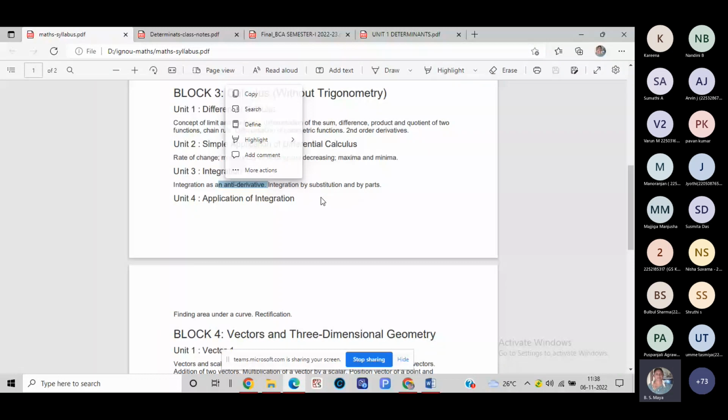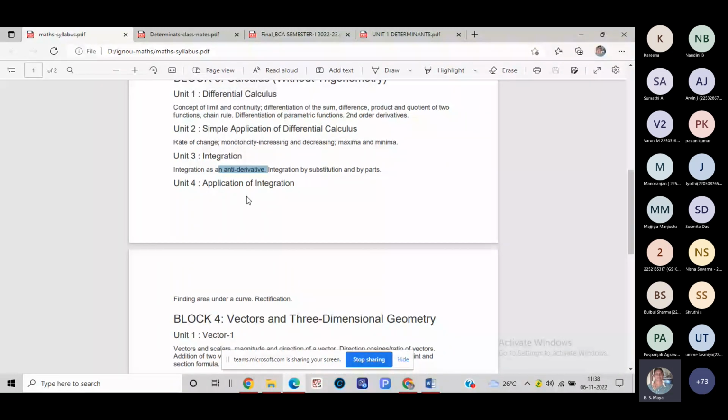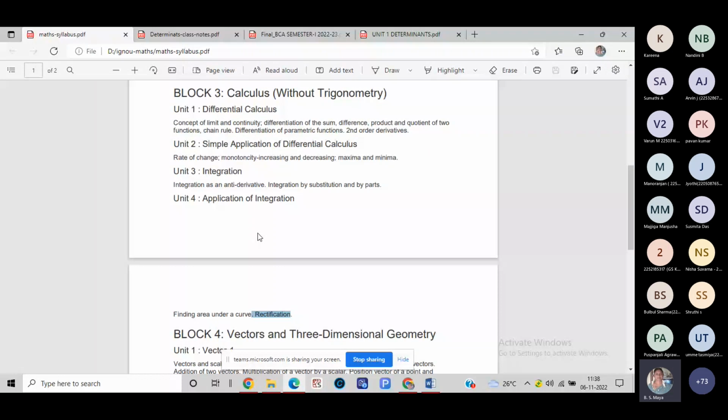Integration by substitution as well as by parts. And finally, we go for application of integration, where I am using integrations. We have finding the area of a curve as well as the rectifications. Wherever electronic circuits come in, if you want to study electronic subjects, this chapter has more importance. Where we are studying electronic circuits, we are applying all those mathematical formulas.